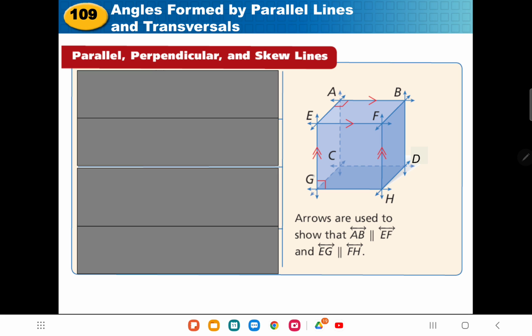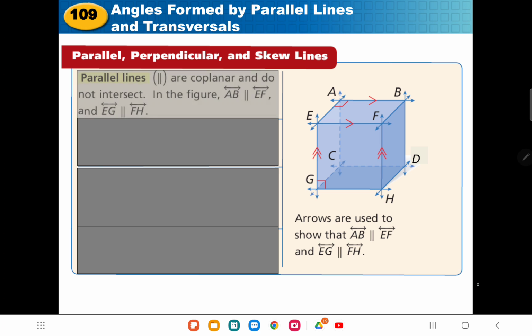Additionally, we have some right angles to show that EG and HG are perpendicular to each other, intersecting at point G, and AE and AB are perpendicular to each other, intersecting at point A. Let's get on to our definitions.